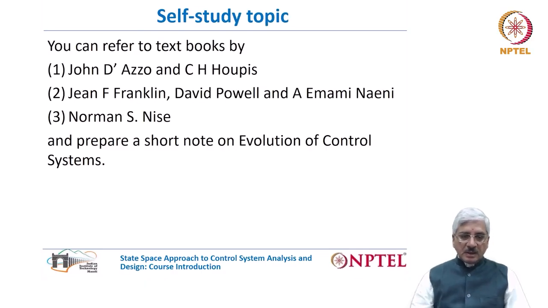As a self-study topic based on whatever we have done so far, I suggest that the students should refer to the textbooks by Jean D'Azo and C.H. Hoopis, another textbook by Jean F. Franklin, David Powell and Emami Naini, or the textbook by Norman S. Nise, and prepare a short note on the evolution of control systems.